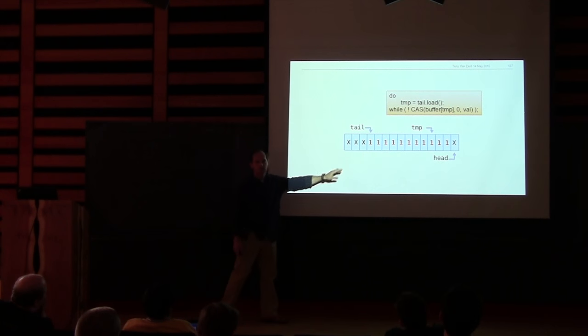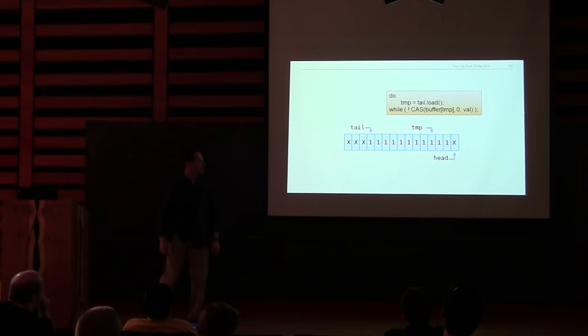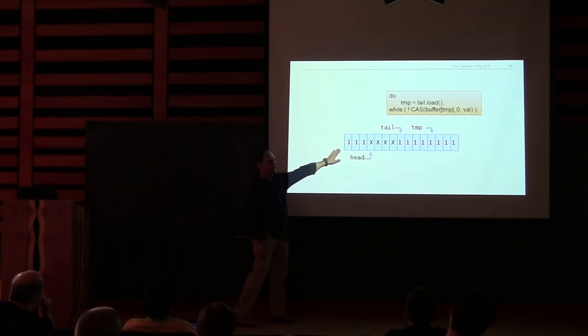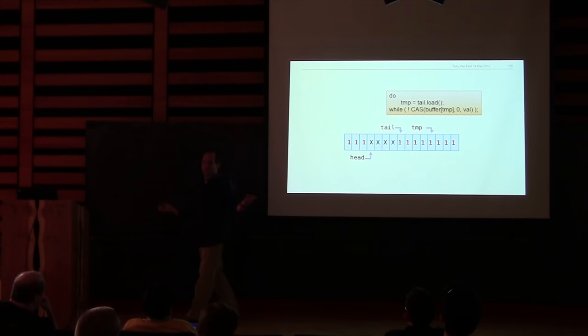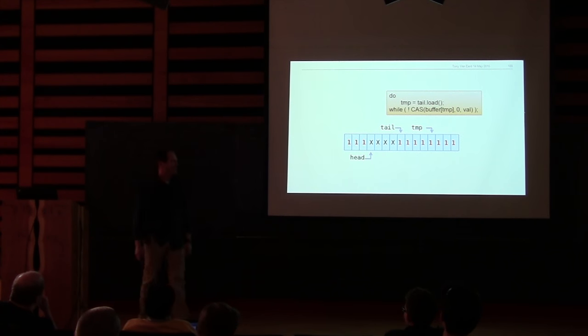It looks like this, right? And then eventually the queue is going to look like this. And now I've got the same problem I had with zeros. I've got ones everywhere. How am I going to solve that problem?